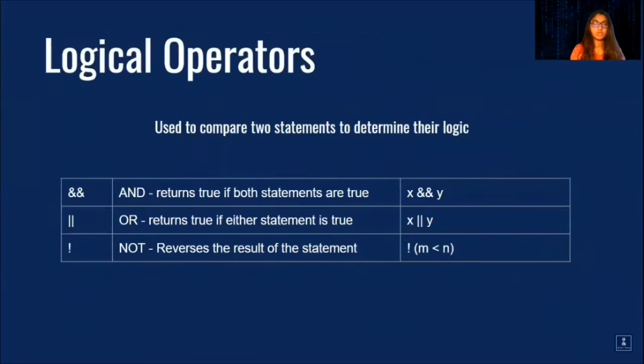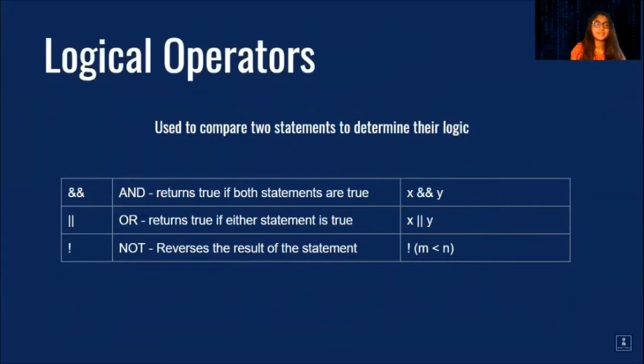Now we go on to logical operators. These logical operators are used to compare the results of 2 statements and determine their logic. In the examples above, we've shown the statements as x and y. However, these themselves can be separate comparison statements or simply Boolean variables. The AND operator returns true if and only if both statements are true. The OR operator returns true when either of the two statements being compared is true. But the NOT operator, it's a little different. It simply reverses the result of a given statement.